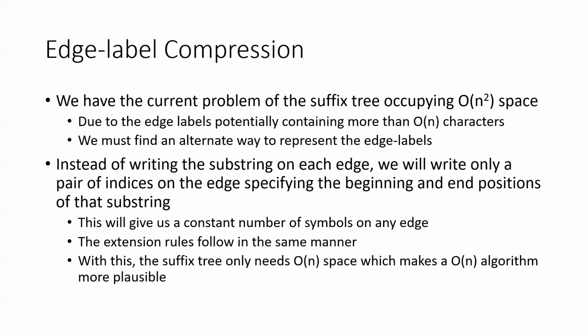So instead of writing the substring on each edge, what we instead do is write the pair of indices that correspond to the beginning and end positions of that substring, right? So now every single edge can be written in a constant number of symbols, right? The extension rules follow in the same exact manner, right? And then with this, we only need linear space, which is going to make a linear time algorithm much more plausible, right?